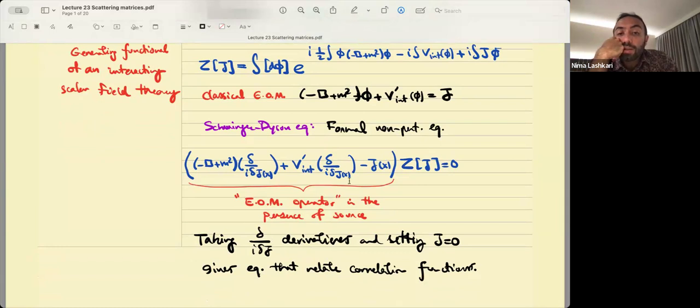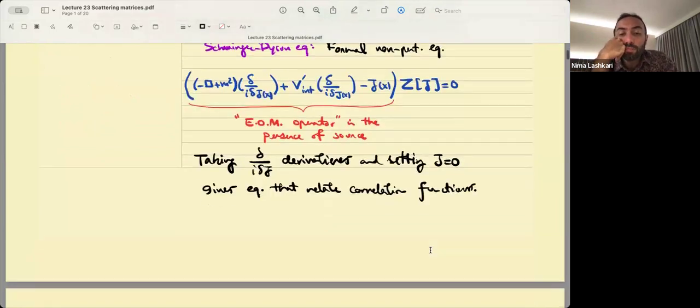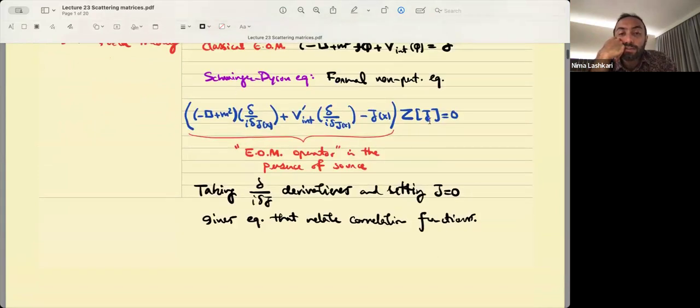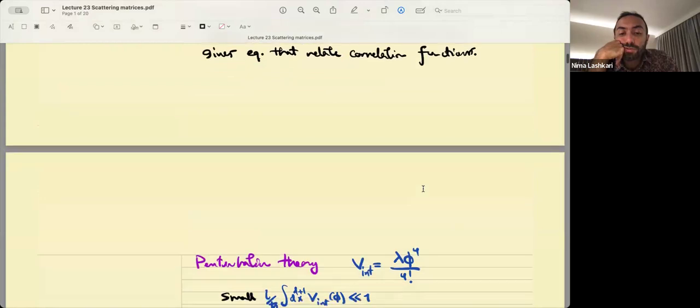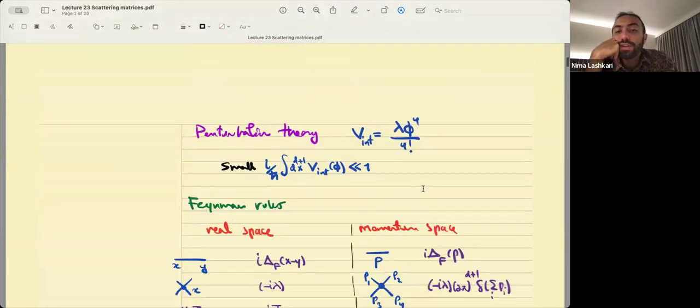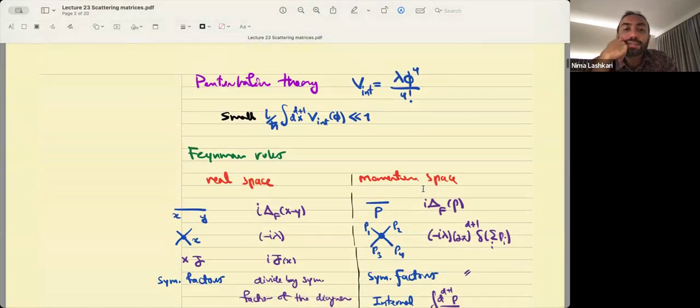Basically, what you would like to do is take derivatives with respect to J, and then set J equals 0. If you do that to this equation, you will find an infinite set of equations that relate the different point correlation functions. If there are any questions at any point, please ask.